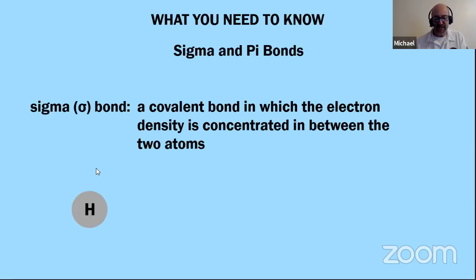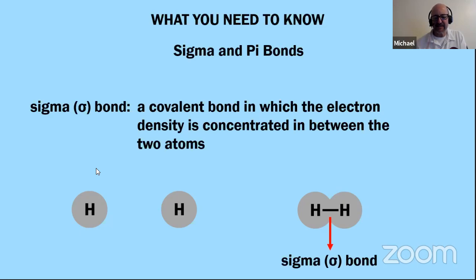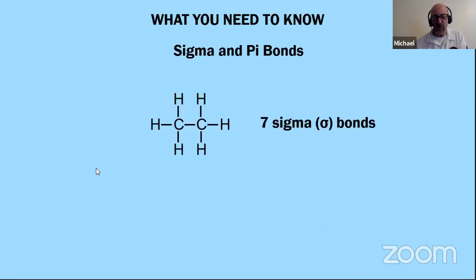So here I have a hydrogen atom, and I have another hydrogen atom. I bring them together, and now there is overlap to form a bond. So this region of space where the electron density is concentrated in between the 2 atoms is known as a sigma bond. In fact, when you draw a Lewis electron-dot structure, you can consider any single bond to be a sigma bond. So here we have C2H6, and there are a total of 7 sigma bonds, and that would be sp3 hybridization for those carbon atoms.